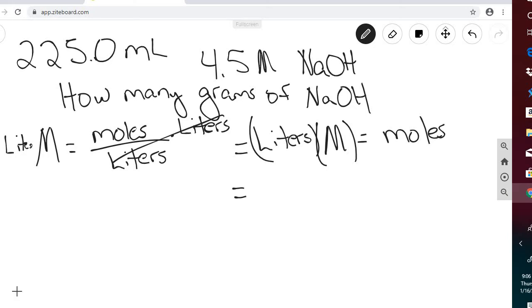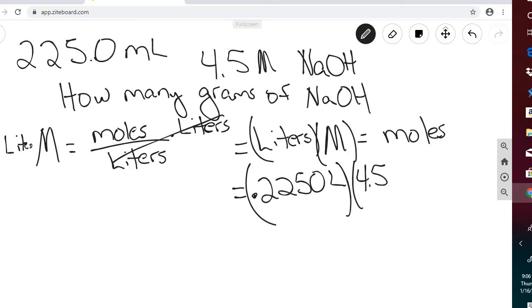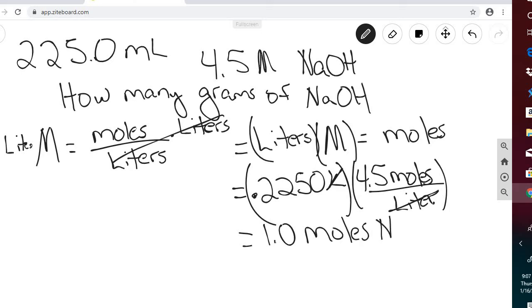Okay, so the liters, 225 milliliters divided by 1,000 to get that into liters. So it's going to be 0.2250 liters. And we will multiply that times the molarity, which is 4.5. And the units there are moles per liter. Okay, so liters are going to cancel. You'll be left with moles. And what you will end up with in terms of moles is, 4.5 times 0.2250 will give us, with two significant figures, 1.0 moles of sodium hydroxide.